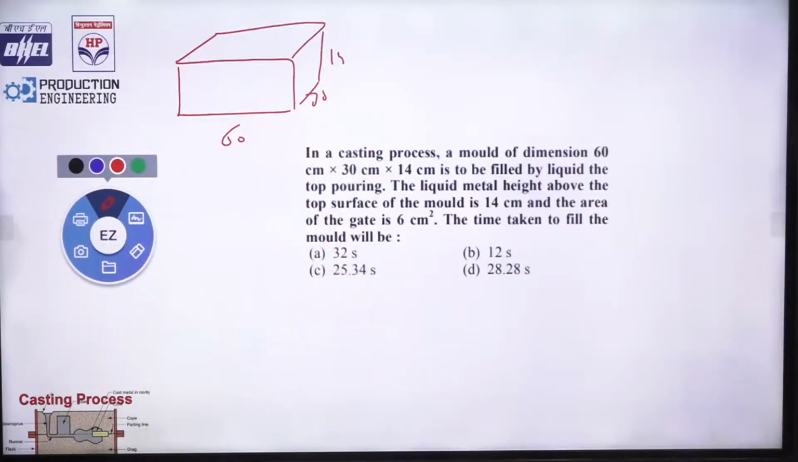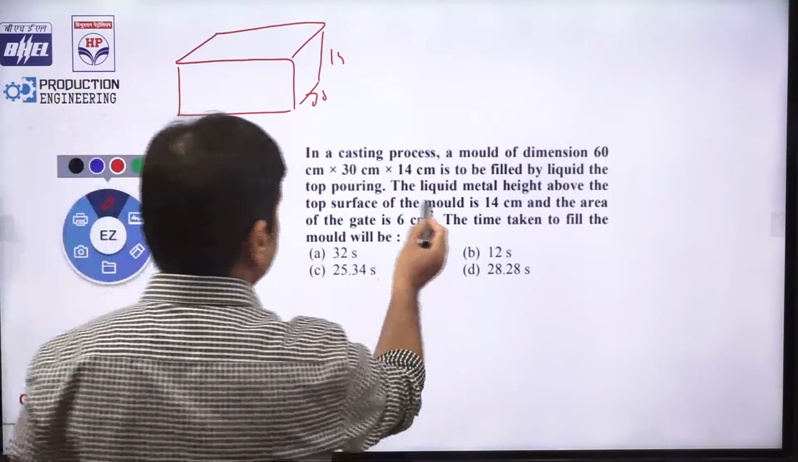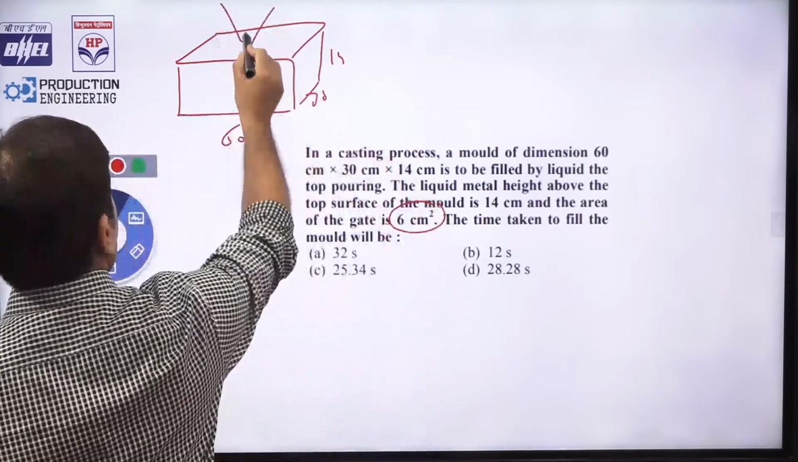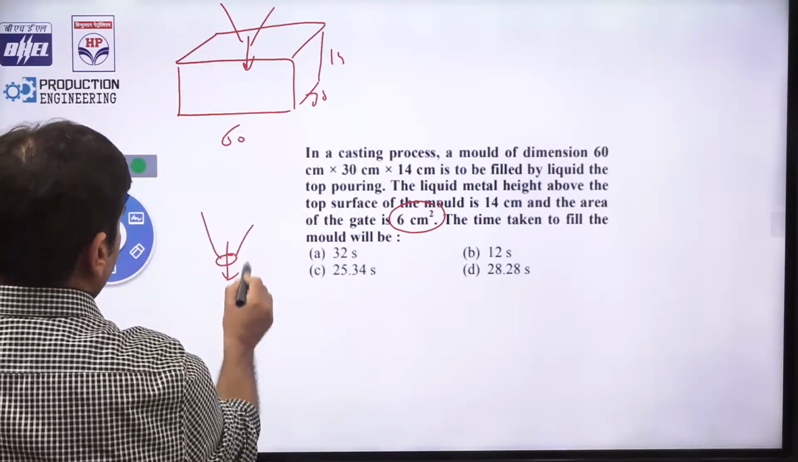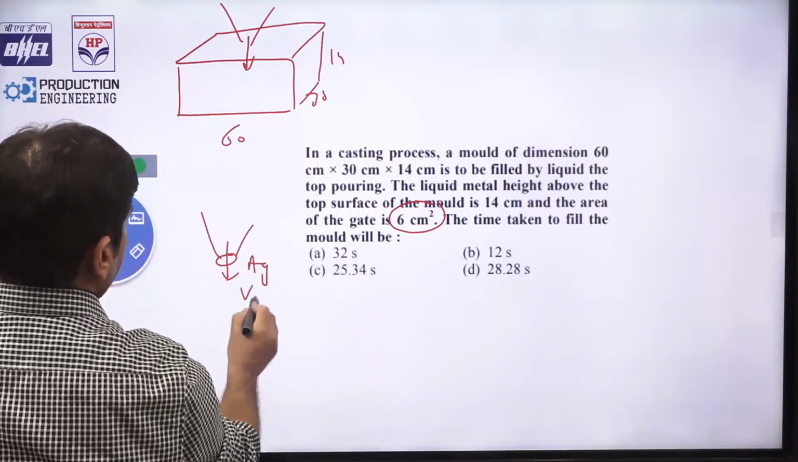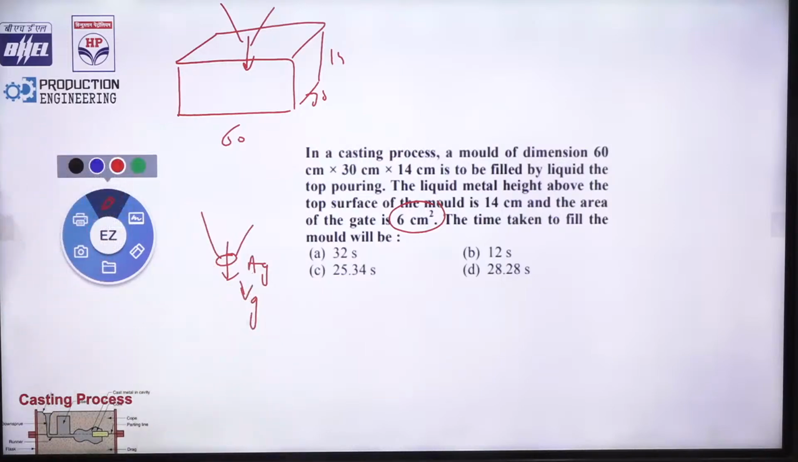So casting size is given. Volume you can calculate. Liquid metal height above top surface of mold is 14 centimeter and area of the gate is 6 centimeter square. So how much time will be taken to fill it? Top gate is given, so the area of the gate is given. If I get the velocity of molten metal at the gate, then area into velocity will be volume flow rate.